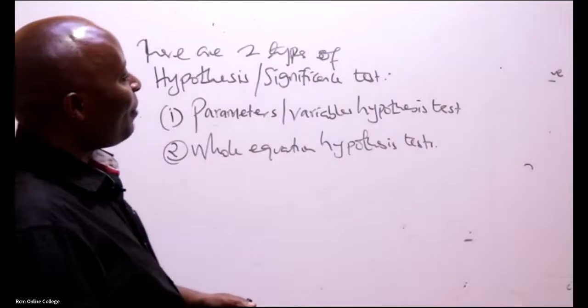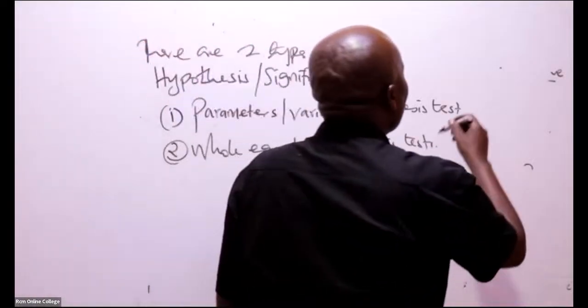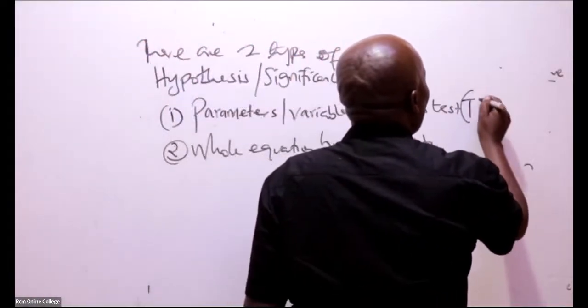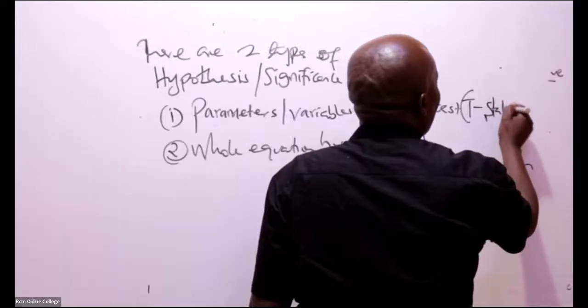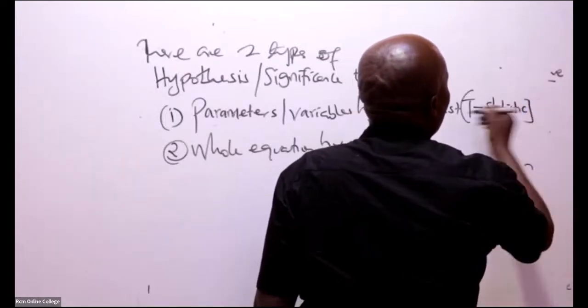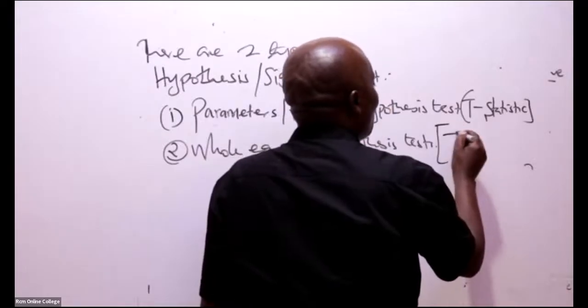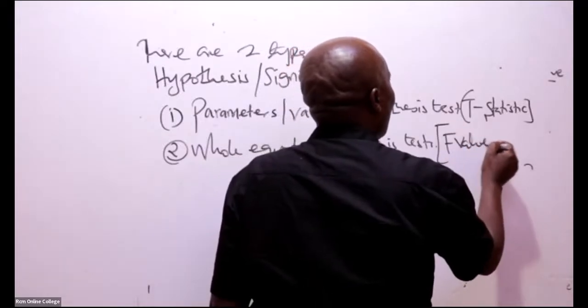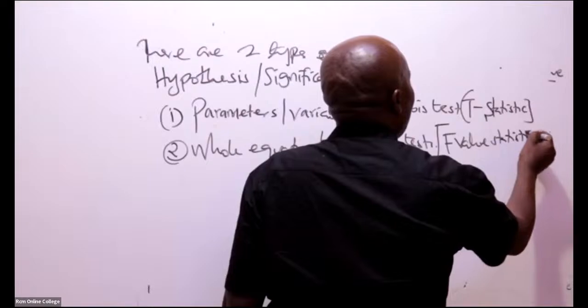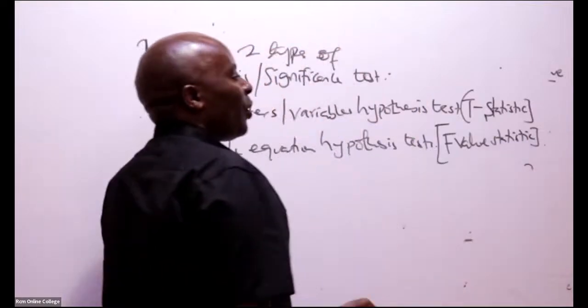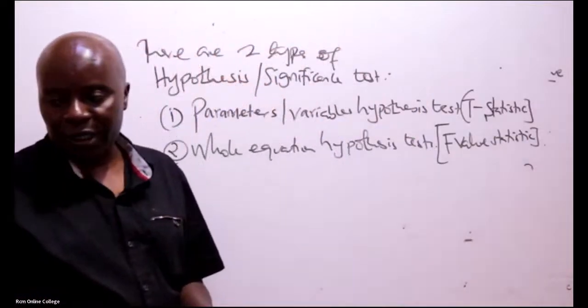Now for these parameters, or variables, hypothesis tests, we shall always use what we call the T statistic. And here, for the whole equation, we shall always use what we call the F value statistic.